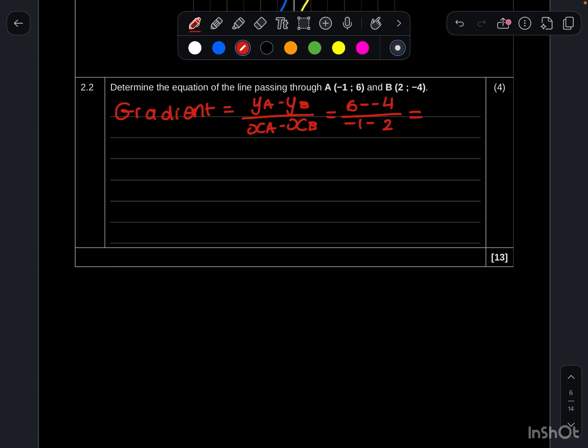6 minus minus 4 is 6 plus 4. At the bottom we have minus 1 minus 2, so that is minus 3. And so at the top we're going to have 10 over minus 3. So our gradient, which is not a very nice one, is 10 divided by 3 is negative 3.33.